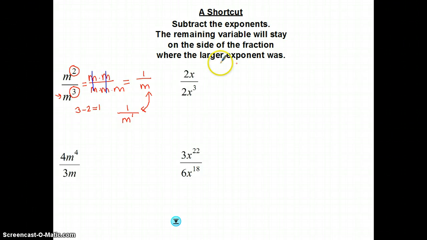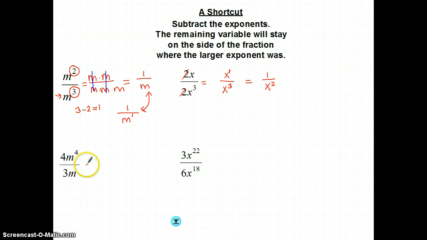To the right, first I'm going to go ahead and cancel these 2's out, so I have x over x to the 3rd power. When I subtract my exponents, 3 minus the 1 that's on top gives me 2. Since there are more x's on the bottom, my x to the 2nd power is going to be in the denominator of my fraction, and there is simply a 1 on top since all of my x's cancel.